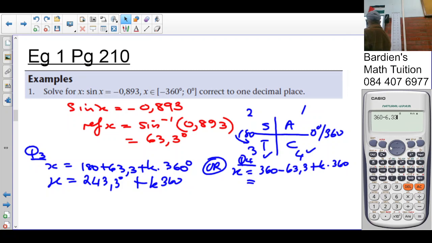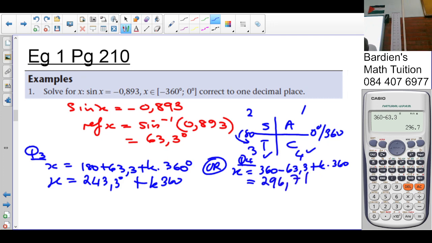So it's 360 minus 63,3, which is 296,7 plus k times 360. Okay, and what must I not forget? That k is an element of integers. If you leave this part out, you lose 1 mark. Okay, k is an element of integers.